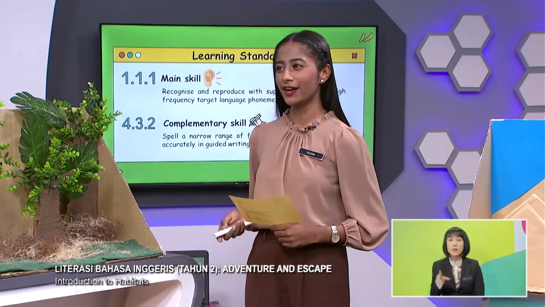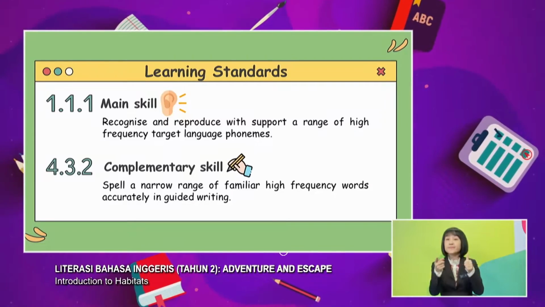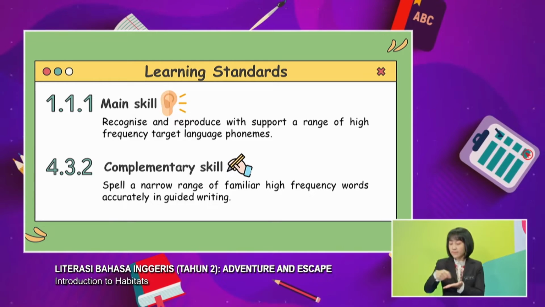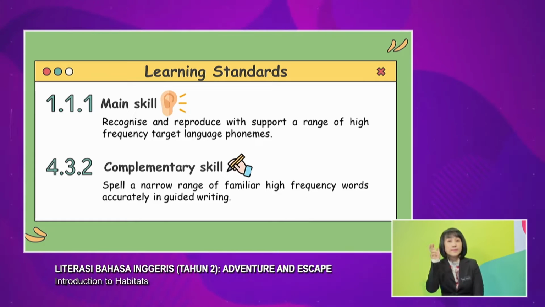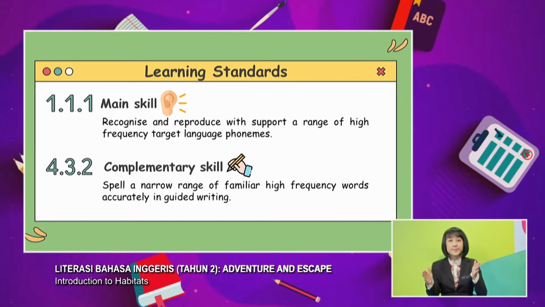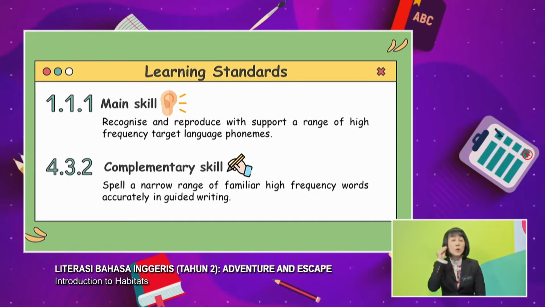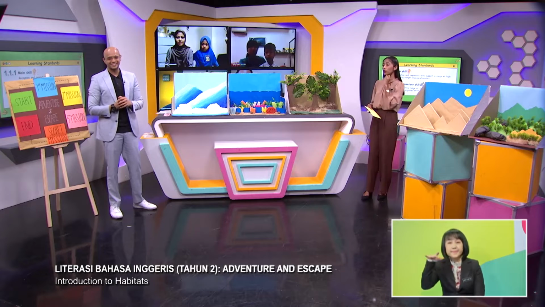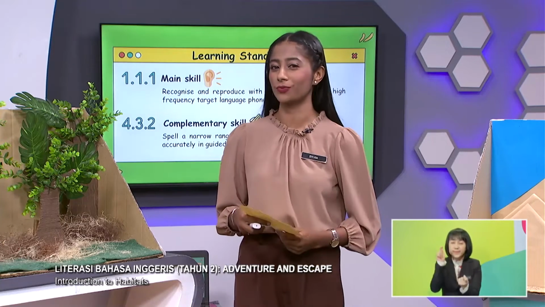For today, there are 2 skills that we are going to focus on. First is the listening skill, and we also have writing. For listening, you're going to listen, recognize and reproduce with support a range of high-frequency target language phonemes about habitats as well as animals. And the same goes for writing: you're going to spell a narrow range of familiar high-frequency words accurately in guided writing.